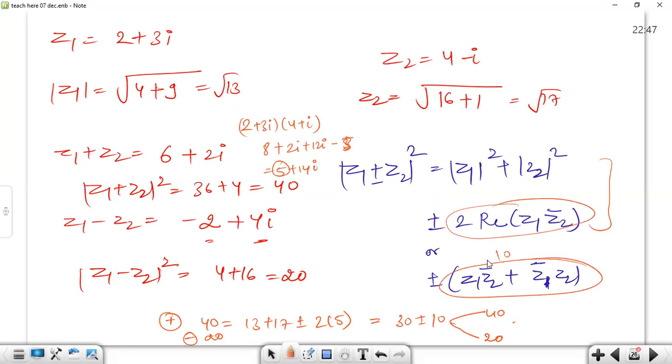So you may understand the answer is going to remain the same, because this is 13 and this is 17. So 13 plus 17 is 30, and 30 plus minus 10 will give us 40 and 20. Any doubts, anyone? Clear everything? Yes, sir. Clear? Yes, sir.